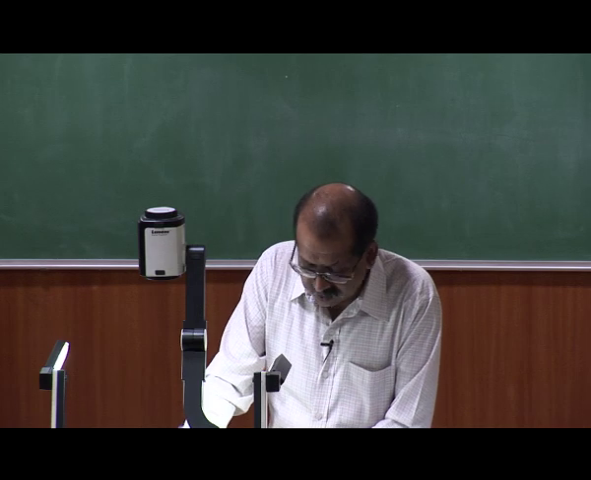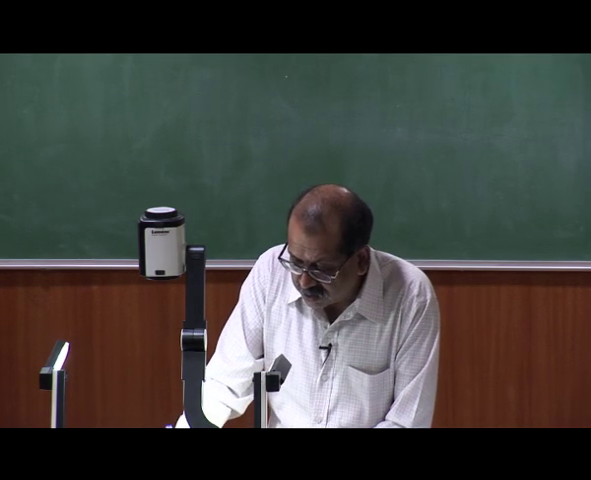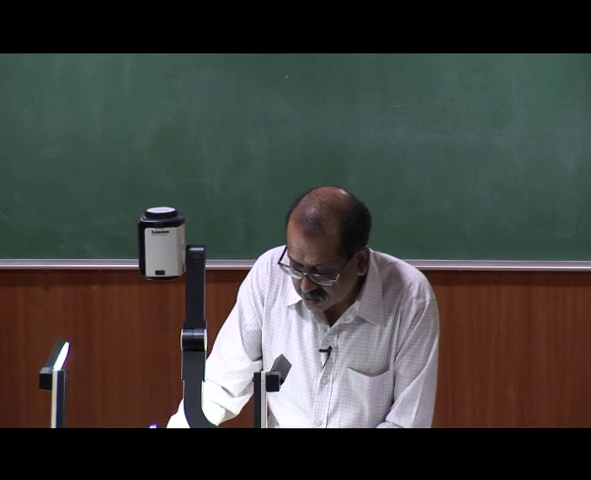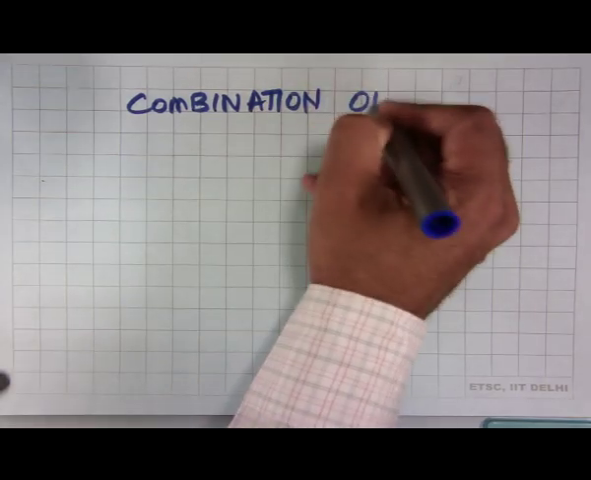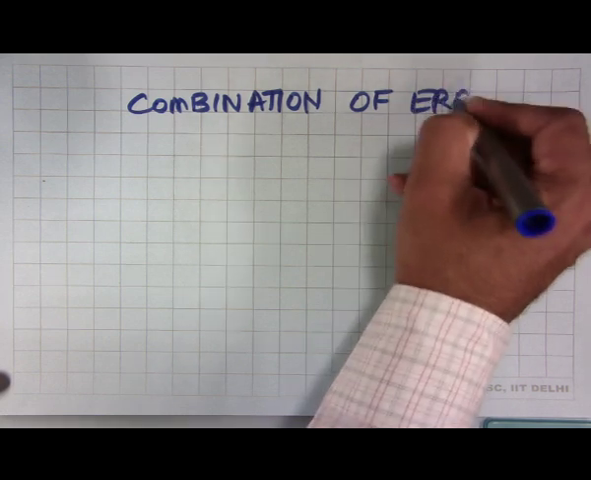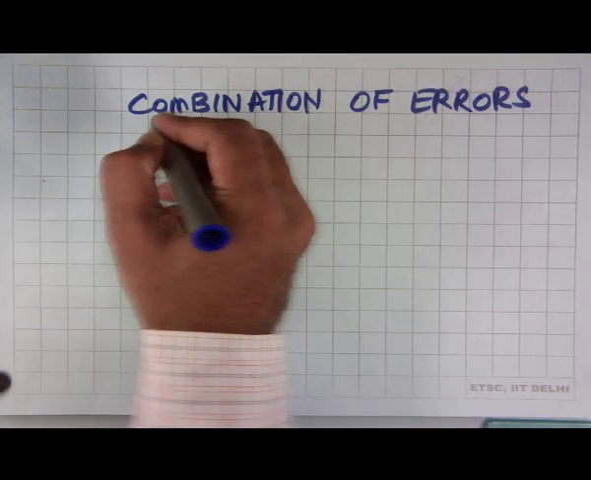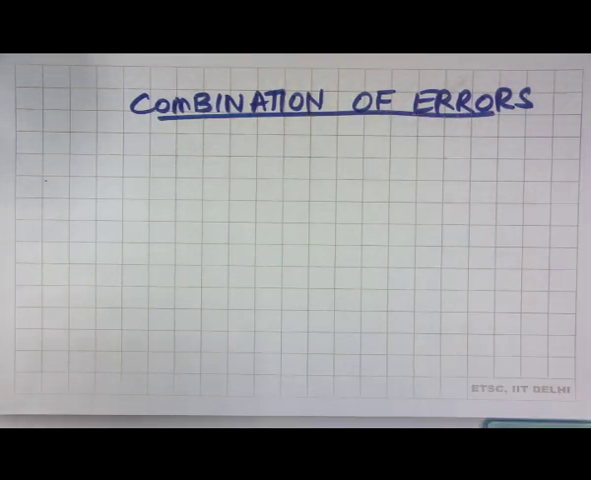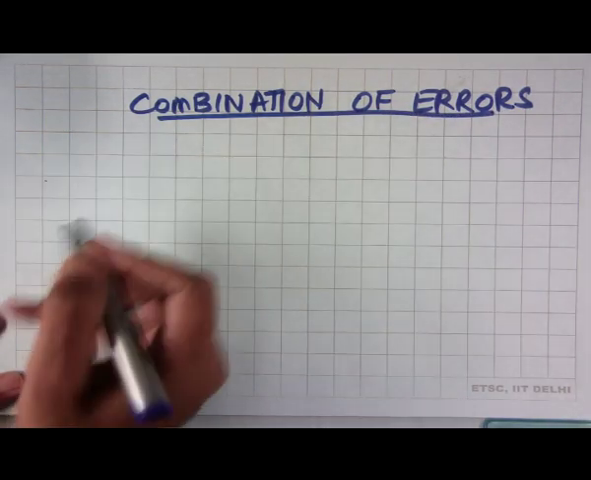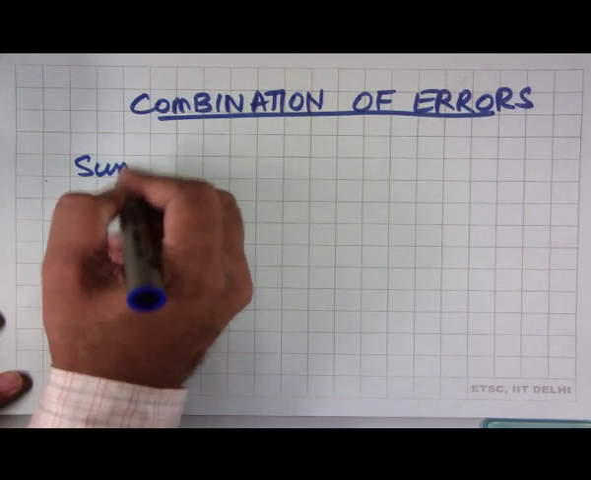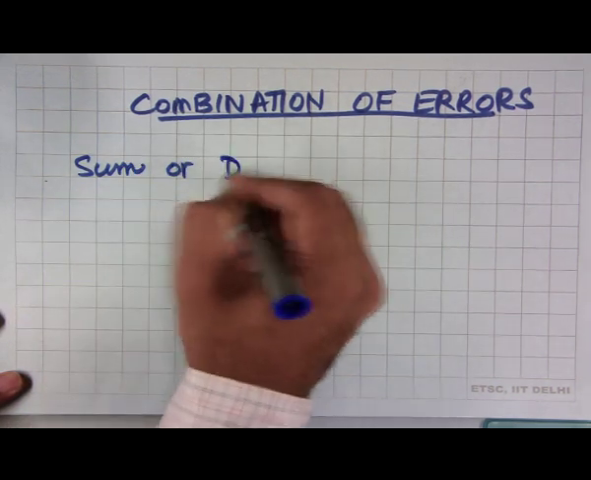So, we will look at the combination of errors, and here, first we will look at quantities which are obtained as a sum or difference.